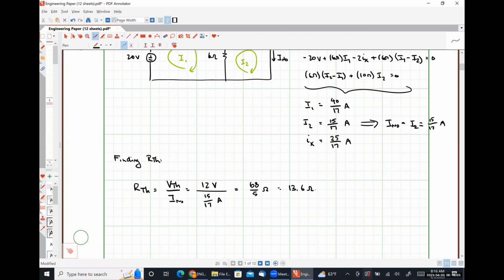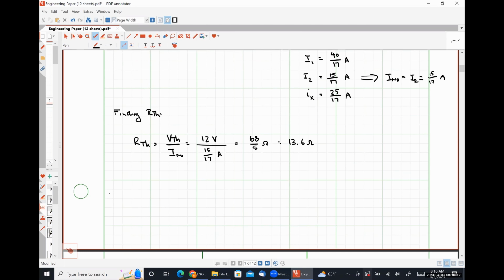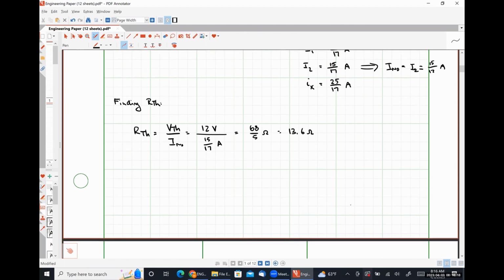13.6 ohms. Okay. Absolutely one way to find our Thevenin resistance. Now, I want to look at our circuit because we should be able to figure out what our Thevenin resistance is by finding the equivalent resistance of the network. So recall that we need to be looking at a dead network. So our 20 volt source is going to be off.